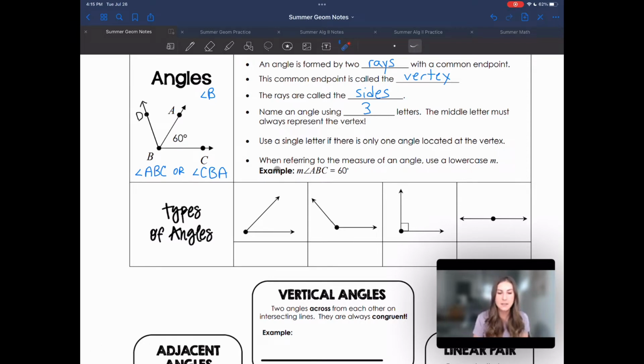And we have talked about this a little bit in the past. It says when referring to the measure of an angle, use a lowercase m. So m just means measure. So the measure of angle ABC, we would say equals 60 degrees in this picture.